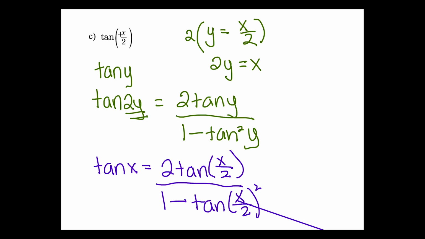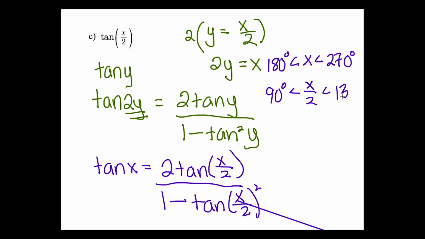Another thing to take into account, if you don't have a single variable here, but you're changing it, well, I know that x has to be between 180 degrees and 270 degrees. But x divided by 2, the range is going to change. X over 2 has to have an answer between 90 degrees and 135 degrees, placing it in quadrant 2.